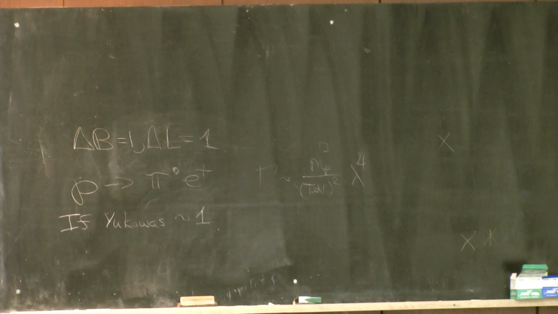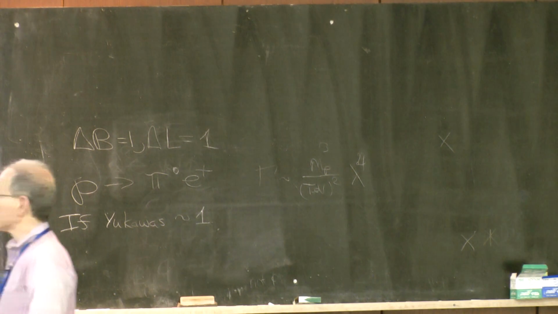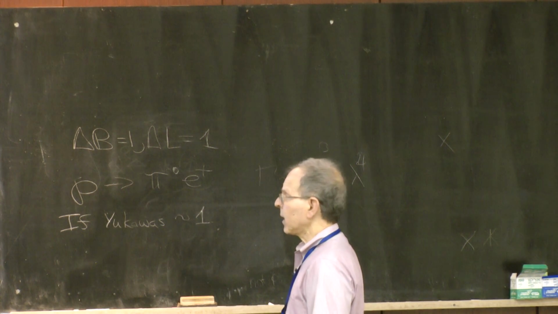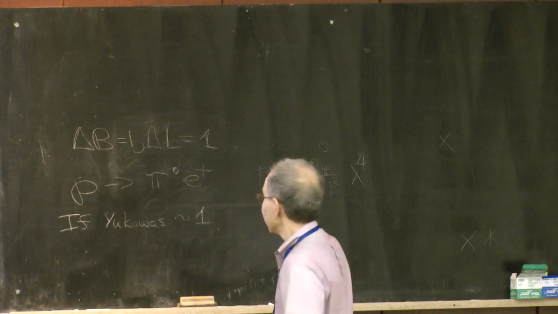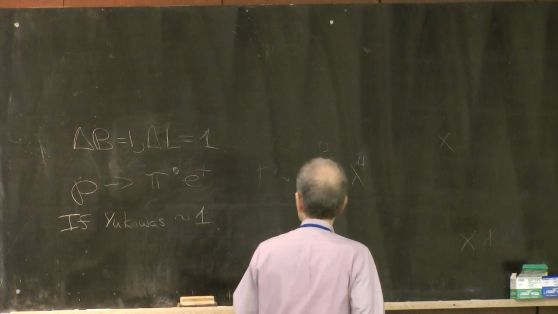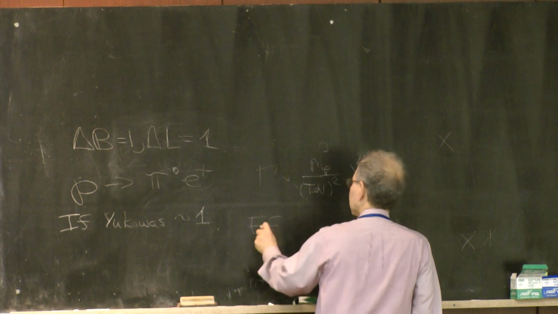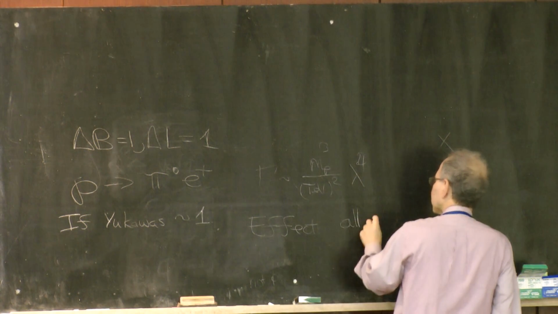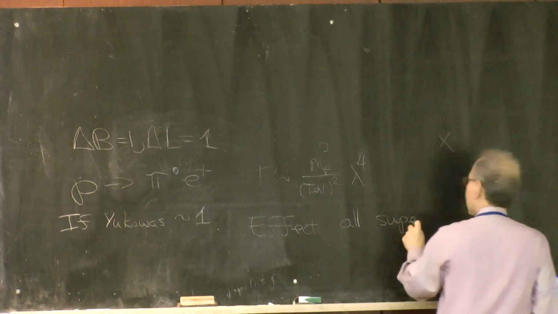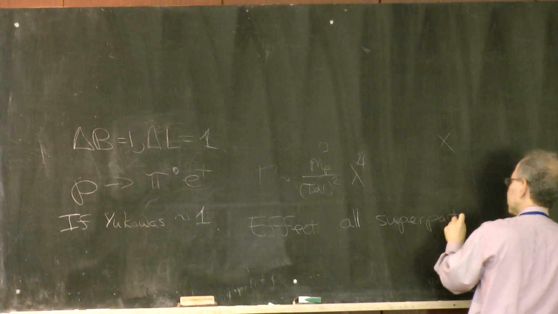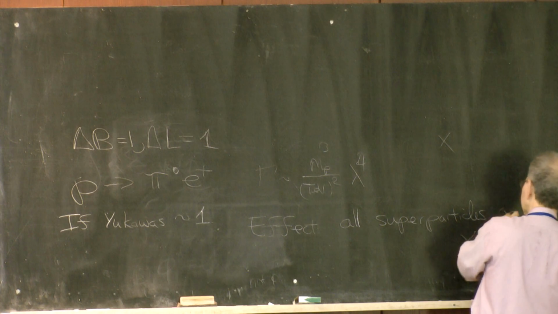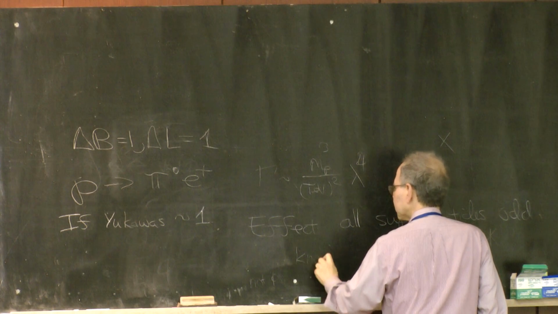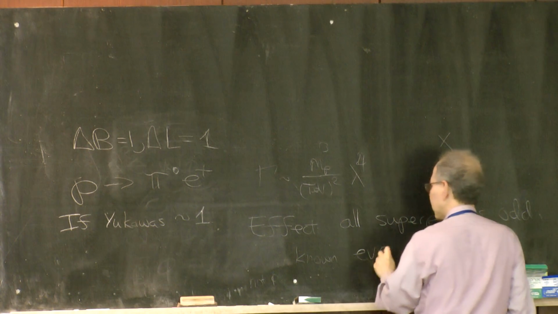To suppress this, people usually just postulate something they call R parity, a Z2 symmetry under which the quark, lepton, and lepton superfields are even, and H_U and H_D are odd. This has the effect of making all the new particles, all the superparticles, odd, and the known particles even, where the known includes the Higgs.